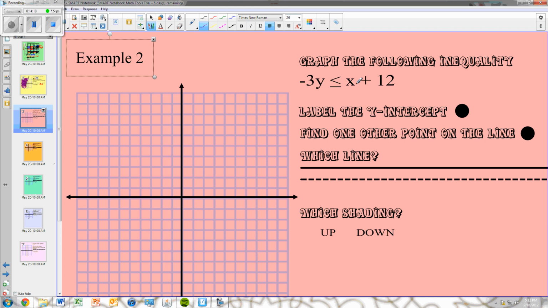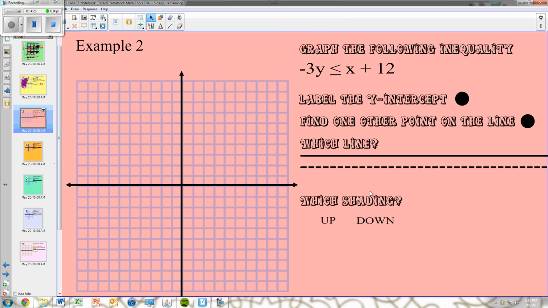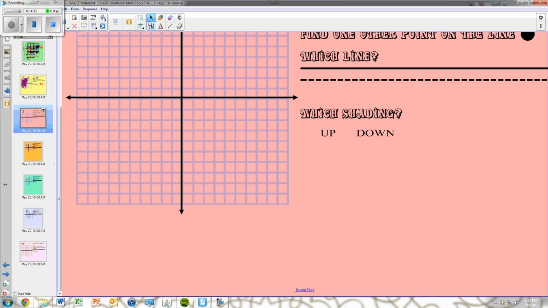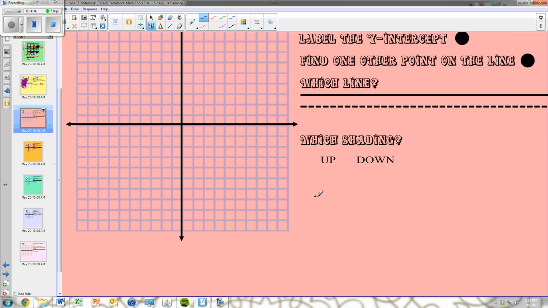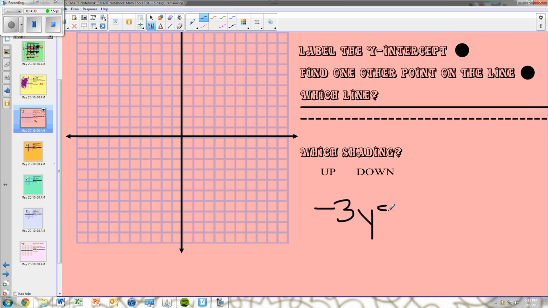So, example 2. I have the inequality, negative 3y is less than or equal to x plus 12. Now, right now, this inequality isn't solved, so I need to go ahead and first of all solve it. So I'm going to move down here and I'm going to rewrite it, and it was negative 3y is less than or equal to x plus 12. Okay, if I'm going to solve this, then the whole point of solving, if you'll remember, we've talked about this time and time again, is to get y by itself.